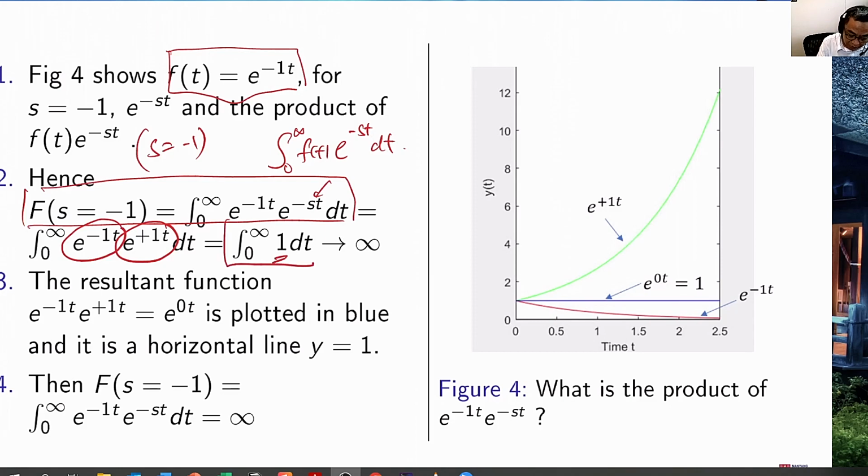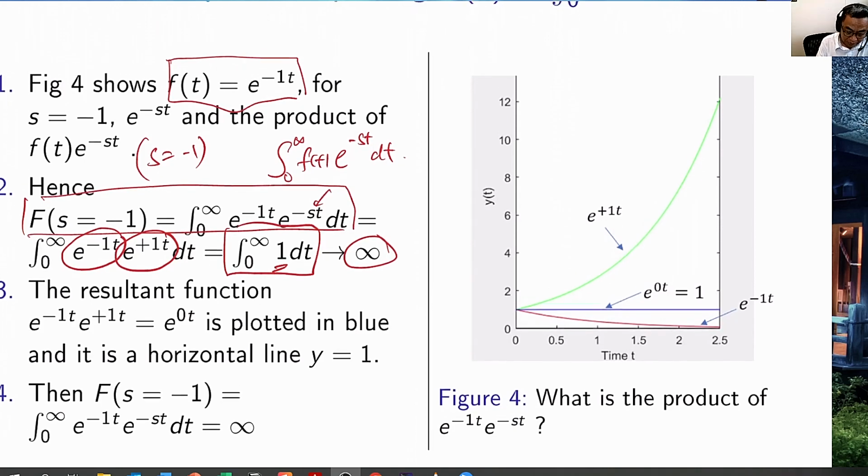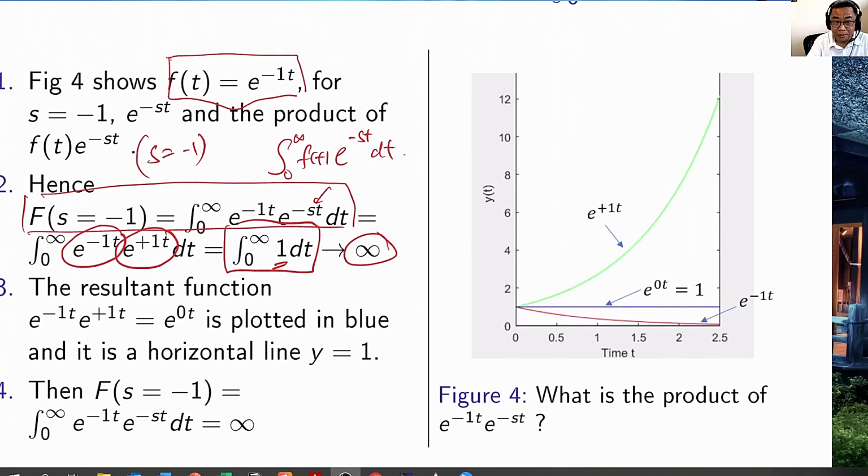So this equation becomes the integral from 0 to infinity of 1. Therefore, of course, this is infinity. So this is another way to look at why this is equal to infinity. It is also educational for us to see e to the minus 1t and e to the plus 1t. And when they multiply each other, they become e to the power 0t.